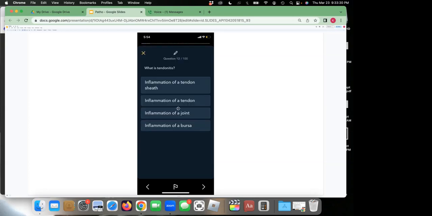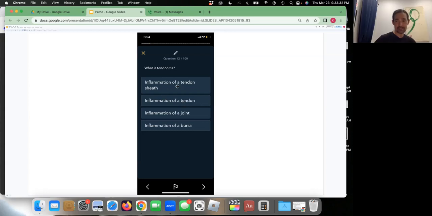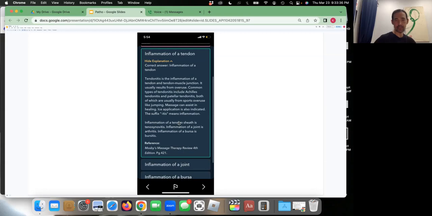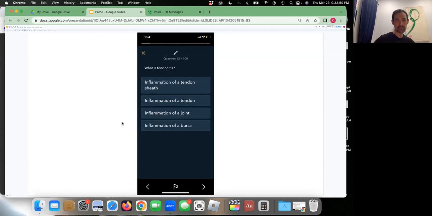So the choices are tendon or tendon sheath, right? I was looking up whether they defined inflammation of a tendon sheath, and they do. That's tenosynovitis. So you definitely should take a look at this one, number 12. This is foundational information. Definitely want to be clear on that.